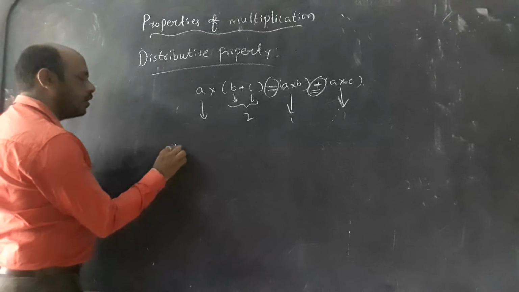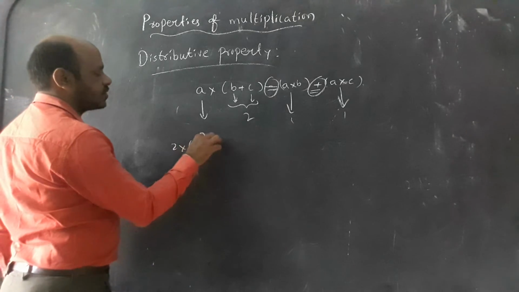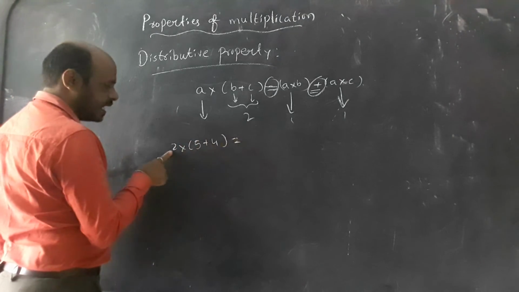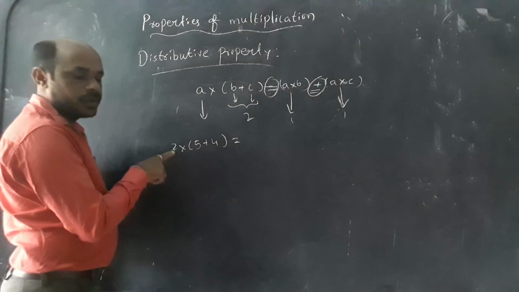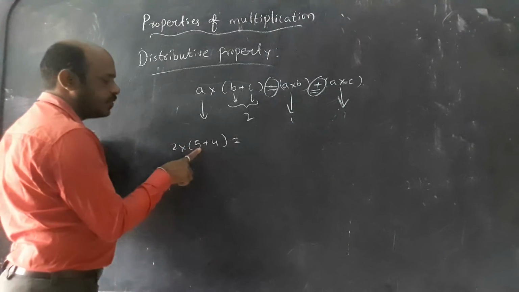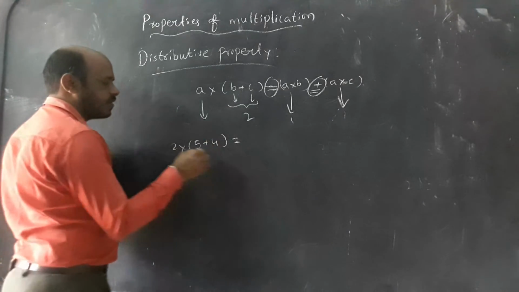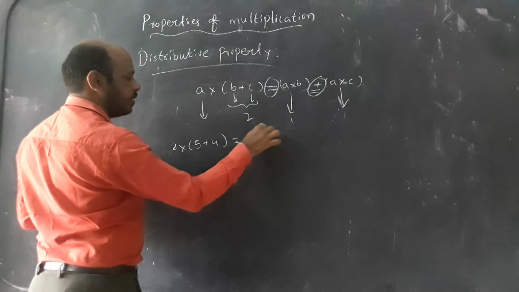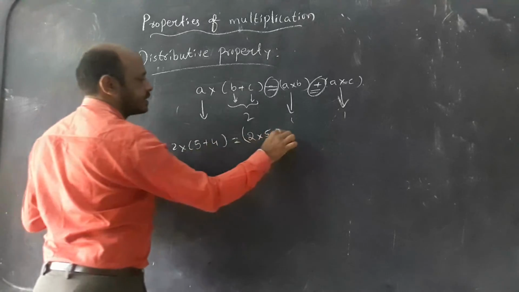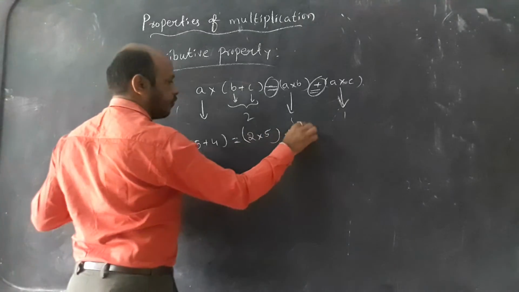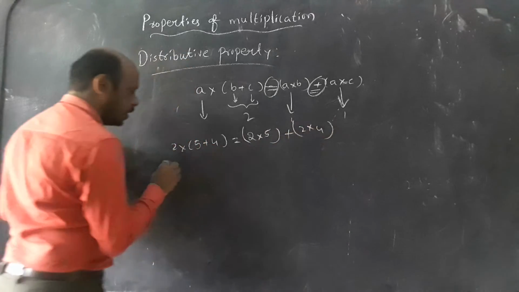See, for example, 2 into (5 plus 4). See children, here 2 is like the banana. We are distributing it to 5 and 4, 5 persons and 4 persons. Now first, what do we have to take? 2 into 5. Here how many persons are there? 2 persons are there. Then take 2 into 4.